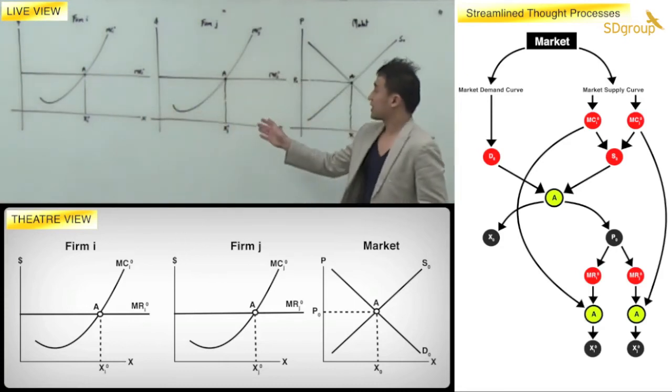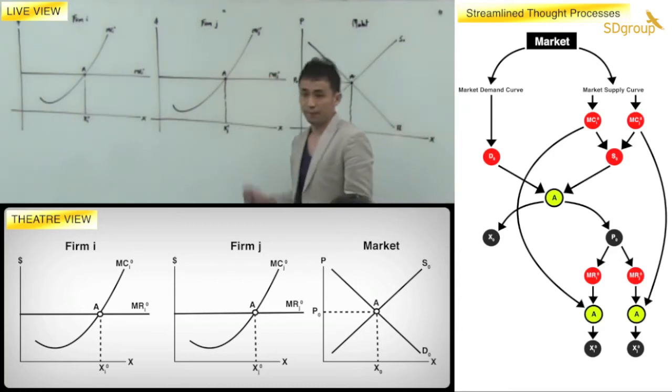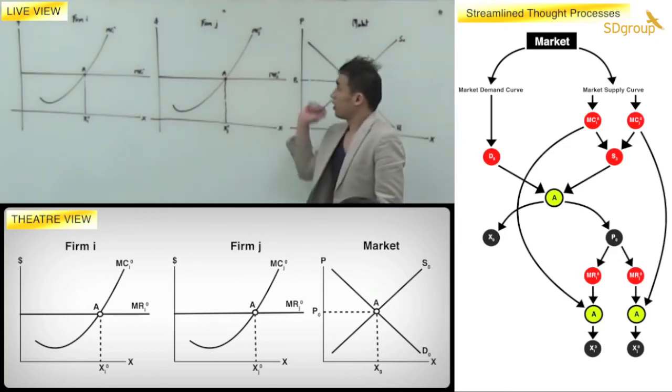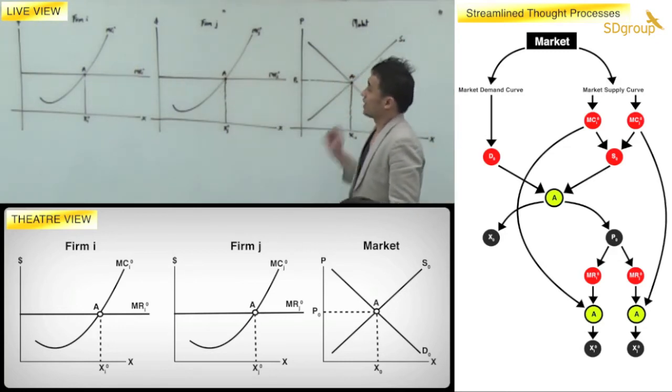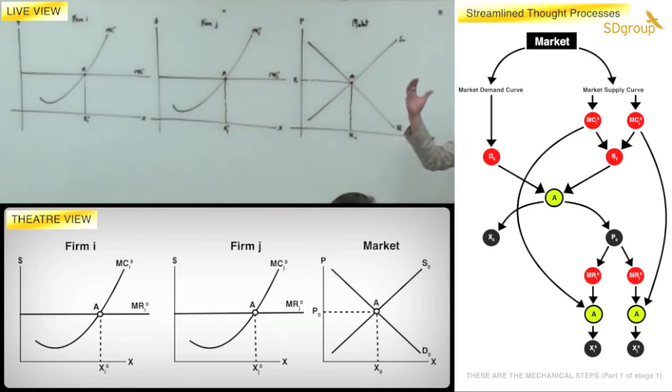Okay? So these are the first part of stage 1. We are talking about stage 1 here, setting up. It's always about 3 diagrams: 1 market diagram and 2 firm diagrams. Then you draw in all these curves. Okay? You draw in all these curves, and when you do, you get your point A. This is the mechanical step. It works the same for all the questions.